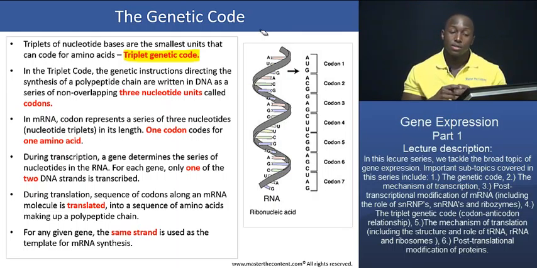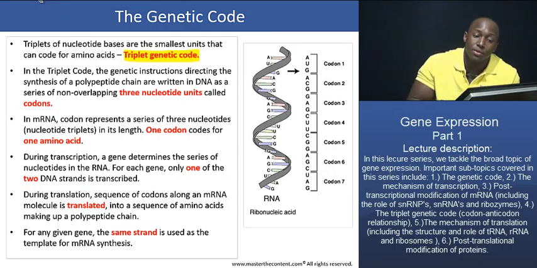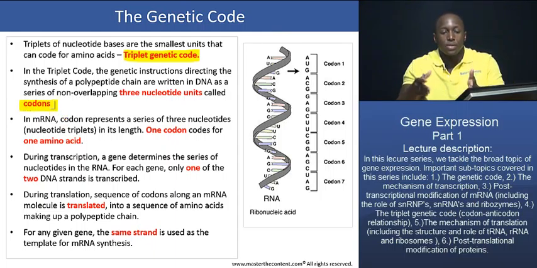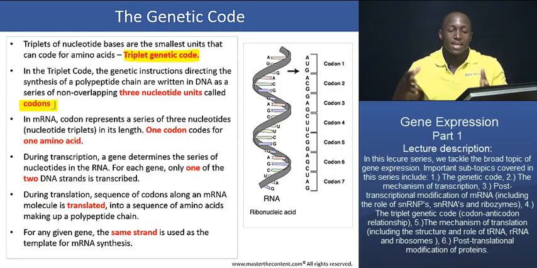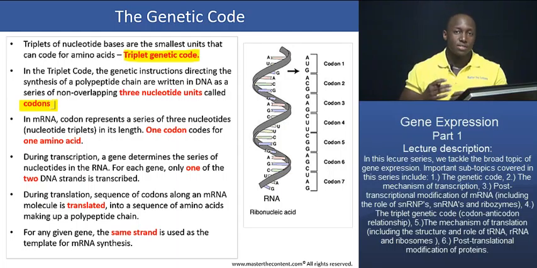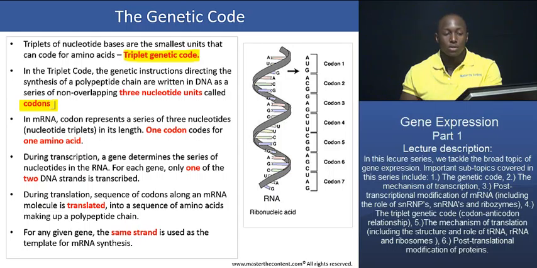In the triplet code, the genetic instructions that direct the synthesis of a polypeptide chain are written in DNA as a series of non-overlapping 3-nucleotide units that we call codons. A codon is a series of 3 nucleotides back to back in DNA. So 3 nucleotides make 1 codon, and 1 codon codes for 1 amino acid. That's why we call it the triplet genetic code, because we have 3 nucleotides making 1 codon. So 1 codon will direct the addition of a specific amino acid in a polypeptide chain.